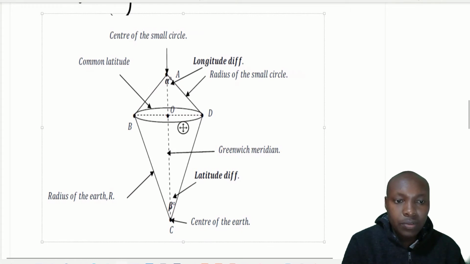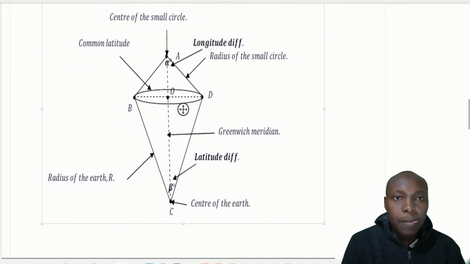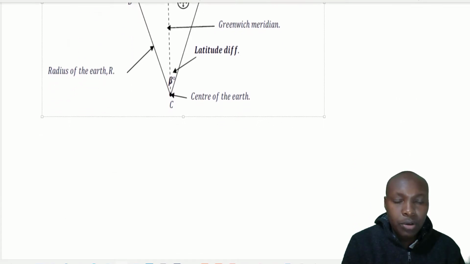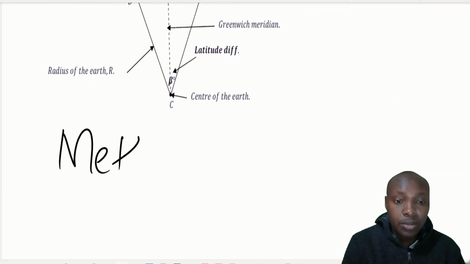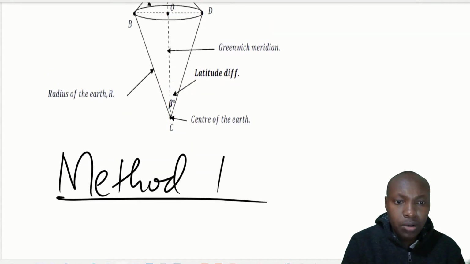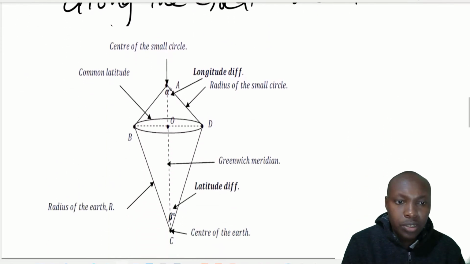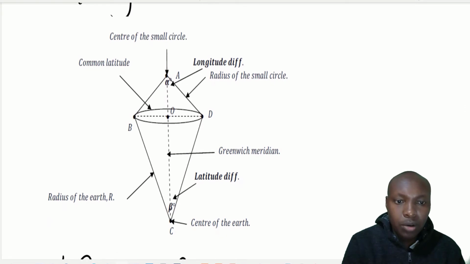As you can see from this diagram here, we have two methods, as said, but we're going to start with the first method. Here is the center of the small circle. Then we have the longitude difference of the small circle. The common latitude is there. This one is BD. This is to help us understand how we're going to solve this question.